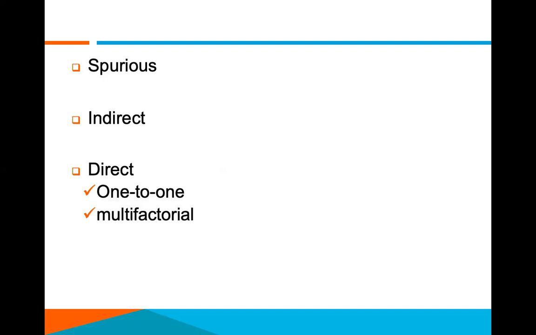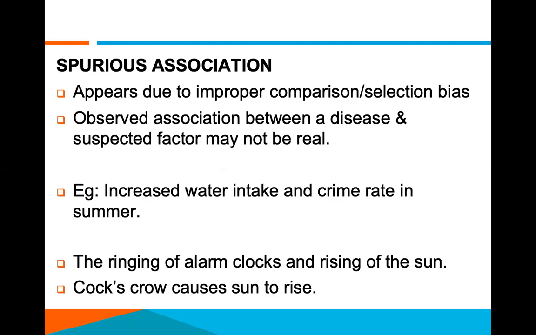Some can also be indirect, and there are some that can also be direct, where direct means one-to-one or multifactorial. Let's see how they explain it. Spurious association appears due to an improper comparison, or as it were, a selection bias.